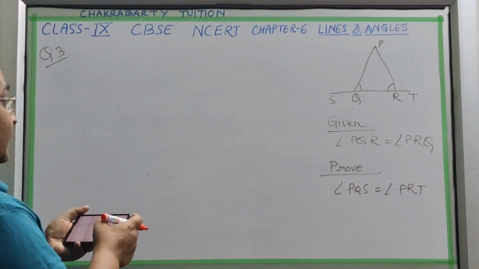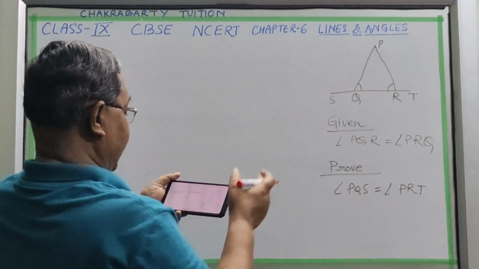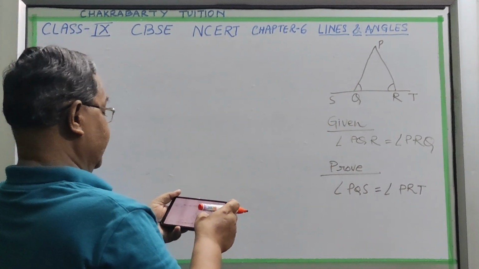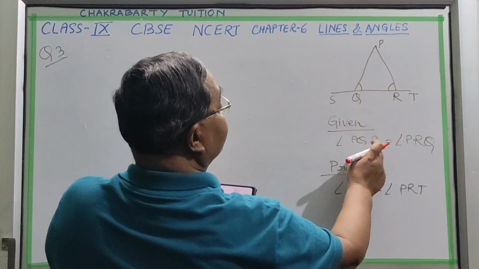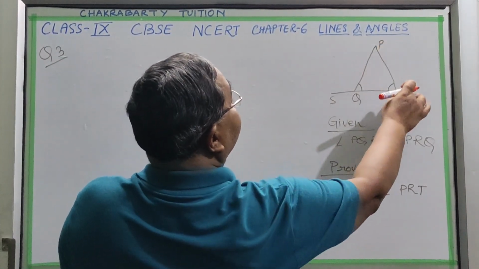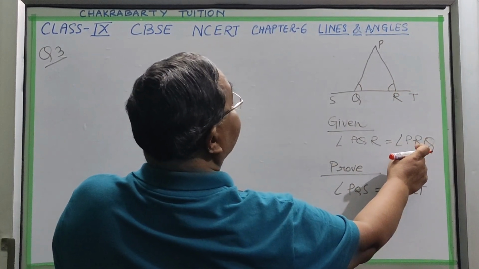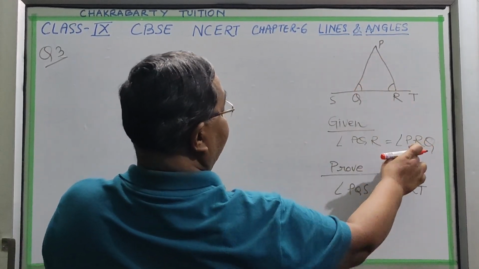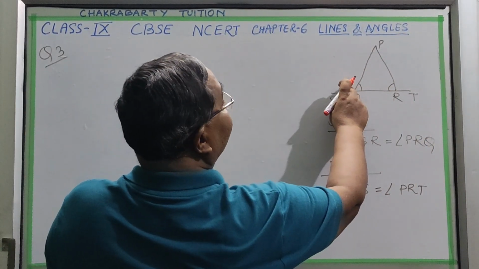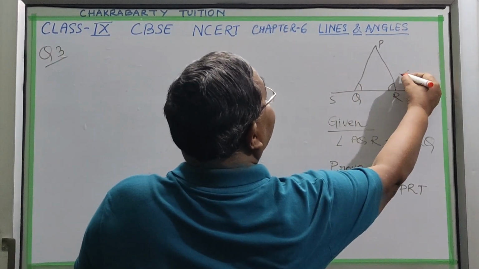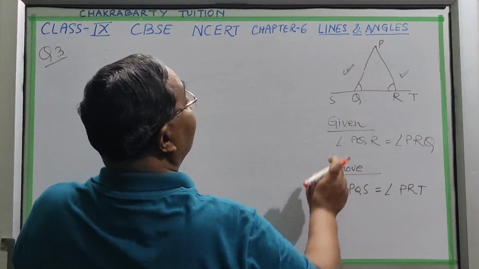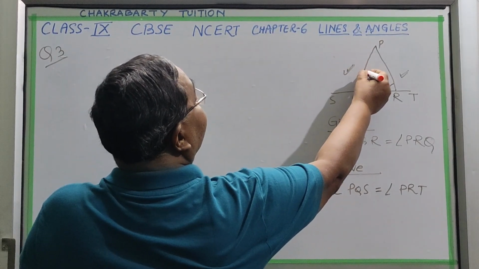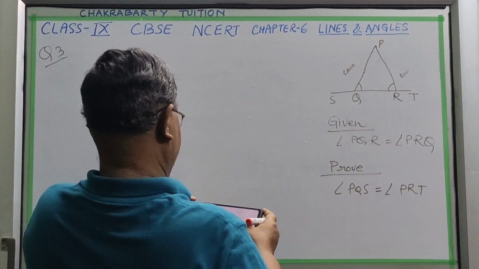Now question number 3. In question number 3, this diagram is given, and here it is given angle PQR is equal to PRQ. Okay, and you have to prove this angle equal to this. So here PQR.